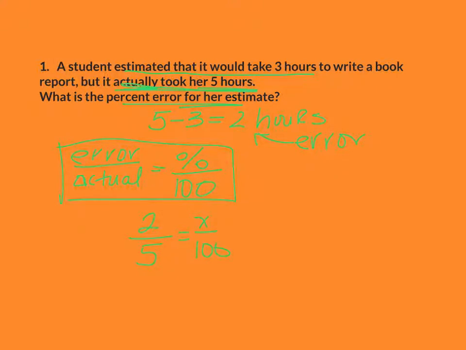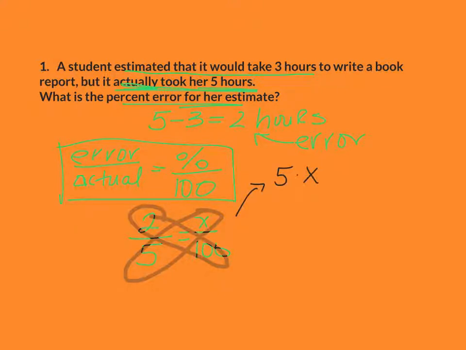And we've been doing so many of these. I'm sure that you know by now that what you're going to be doing is cross-multiplying to solve these. So that means I'm going to have 5 times x equals 2 times 100. 5 times x is 5x. 2 times 100 is 200.